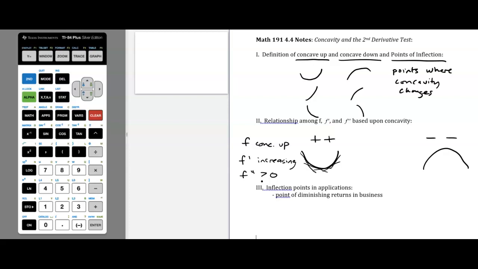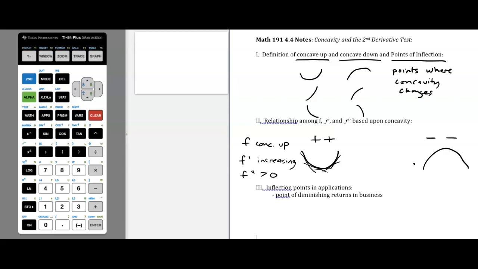And so this is hopefully going to get you thinking that, okay, maybe when we're talking about concavity, we need to start analyzing the sign of f double prime. So last section, we were doing some f prime analyses where we were trying to determine when functions were increasing and decreasing, but in this section, we're going to be doing a lot of f double prime analyses.